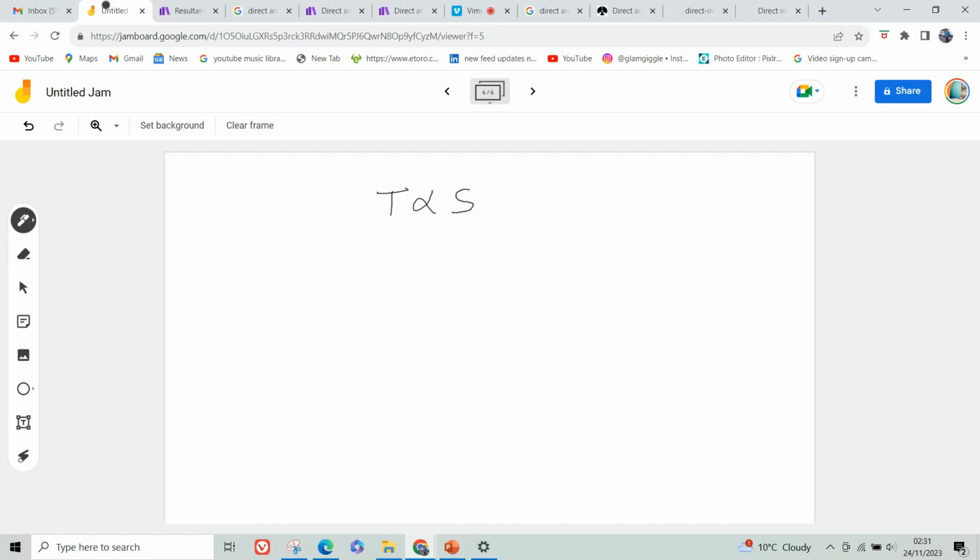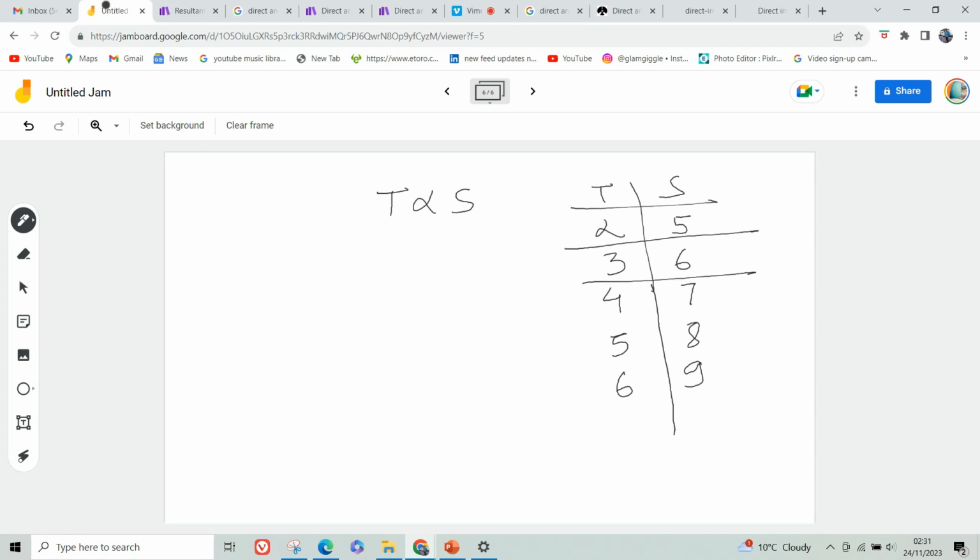Means if you increase the time, your score increases. Let's say time was 2 hours, your score was 5. Time 3 hours, your score was 6. 4 hours, your score was 7. 5 hours, your score was 8, and 6 hours, your score was 9. Now you see that T is directly proportional to S.